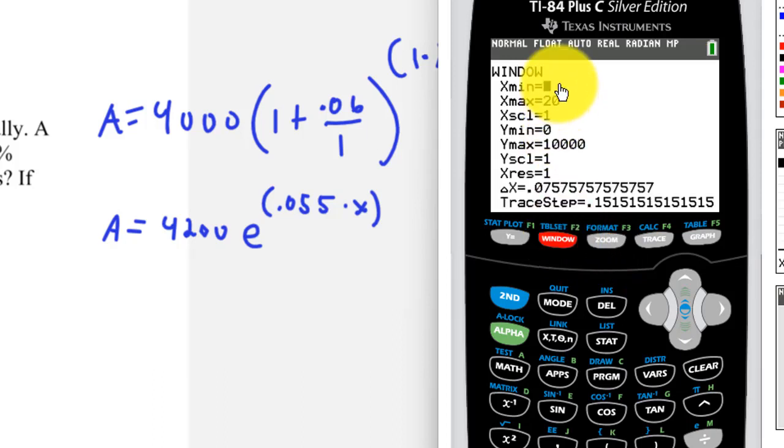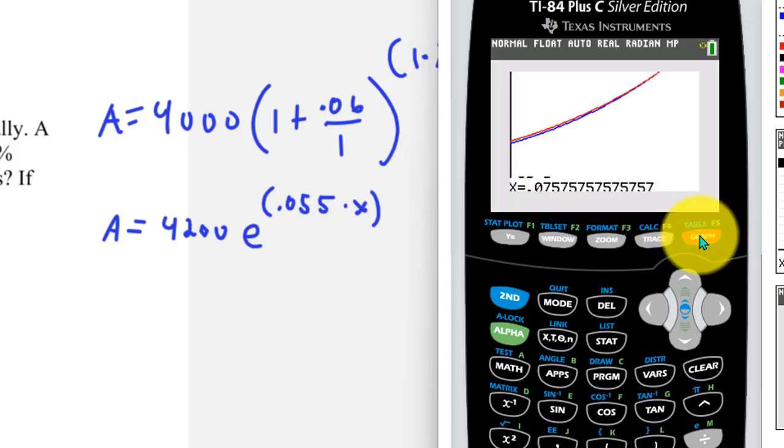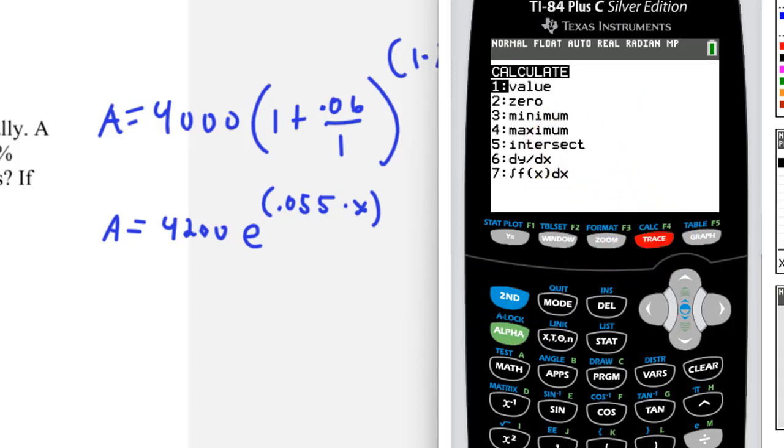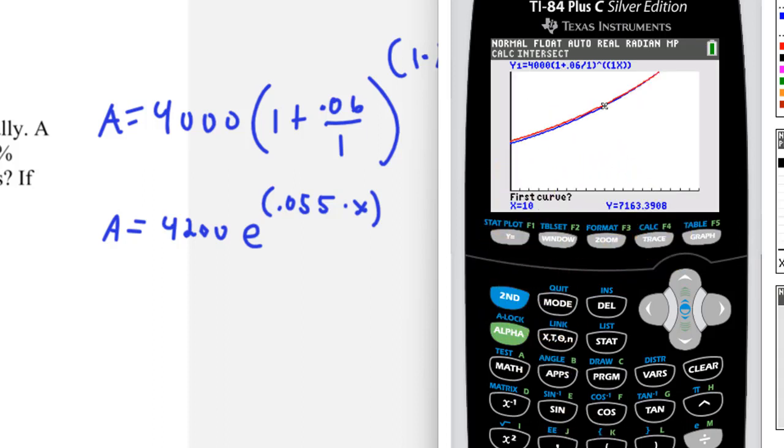So when I go to my window, I went from 0 to 20. So I'm thinking somewhere within 20 years, there's going to be an intersection. I don't know when, but within 20 years. And then I brought my Y-max thinking that there'll be an intersection somewhere before at least $10,000. I press graph. Now, that's not a great looking graph, but somewhere in here, it does look like there's an intersection. So I'm going to press second and trace. Number 5 for intersection. Enter 3 times. 1, 2, 3, and it's going to show me the intersection happens at, we'll call that 15.